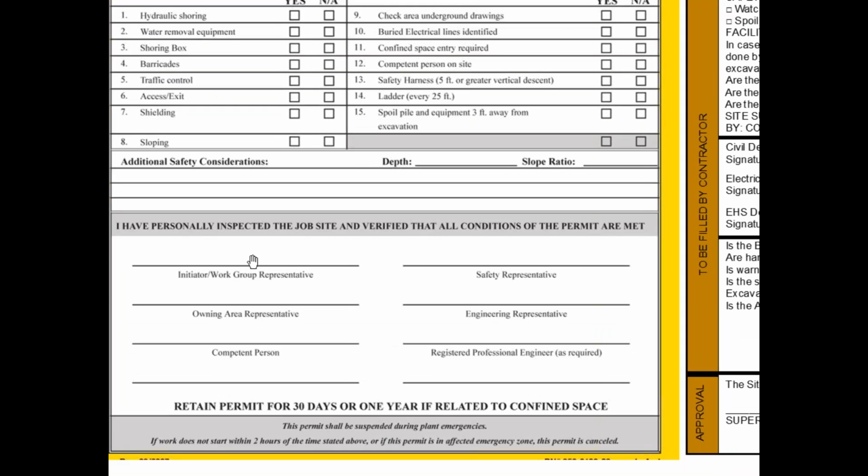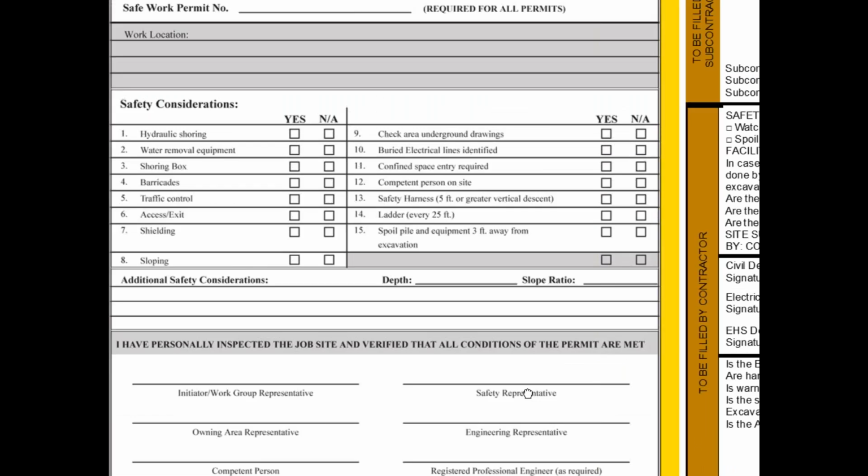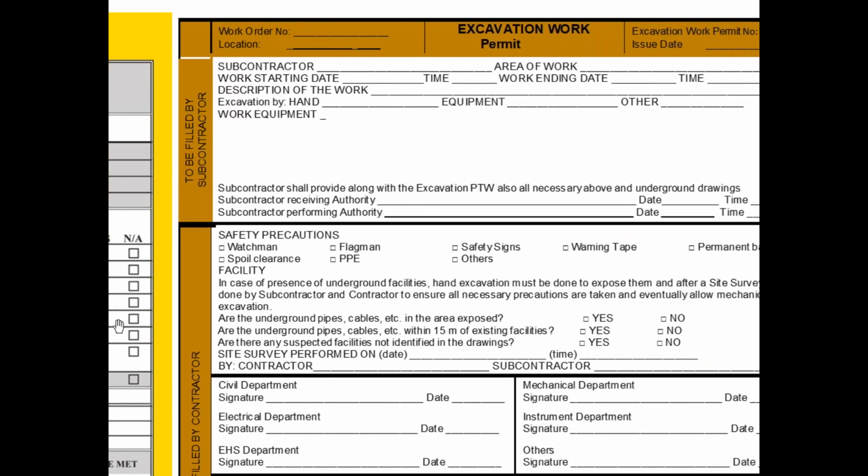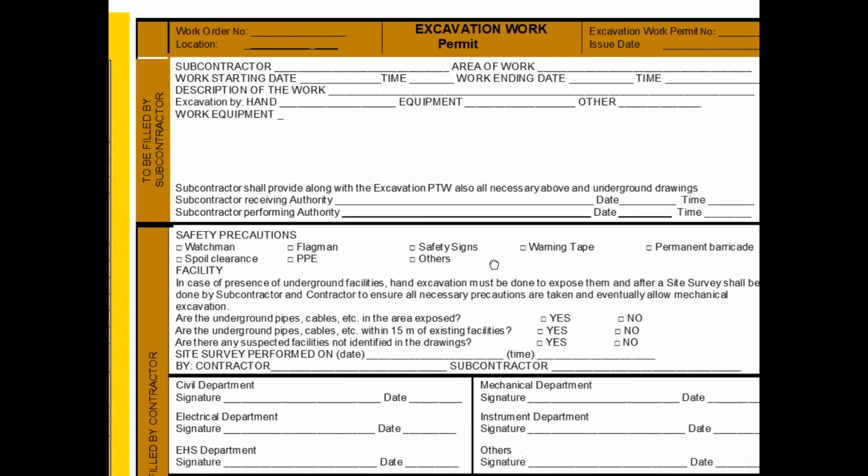Then I have personally inspected and job, that is nothing but the declarations by that person. So there may be a group or work representative, a safety representative, engineering representative, owning area representative, competent person, and registered professional engineer as required. So that may be depending on the case to case. So we have to follow these types of instruction before starting any type of excavation activity.